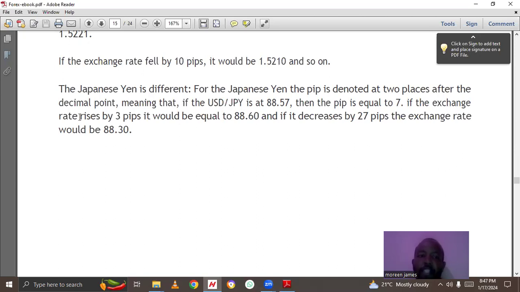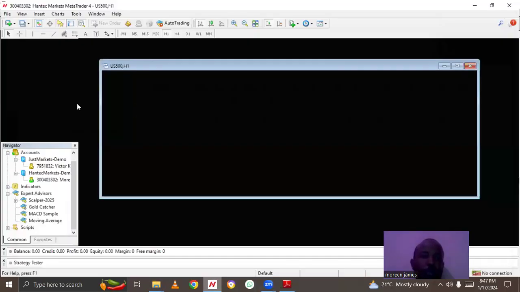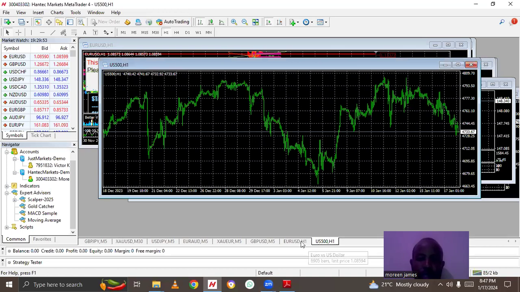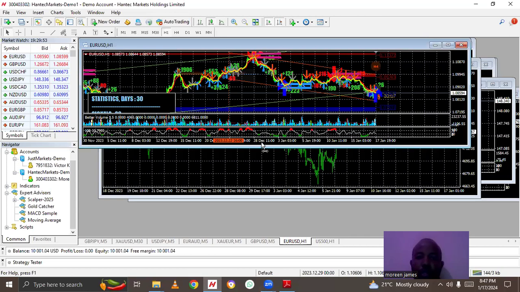If the exchange rate rises by 3 pips, I think it has opened. Just a minute. Yeah, it has opened. Good. So let's just open Euro USD alone. Yes, I think this one will be more than just enough.